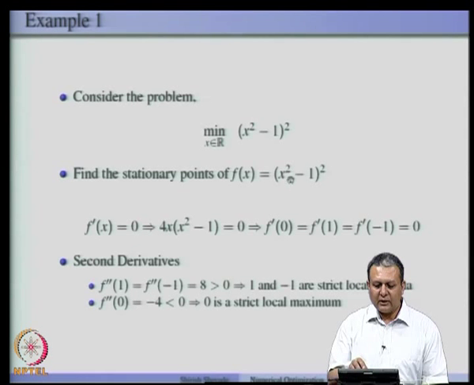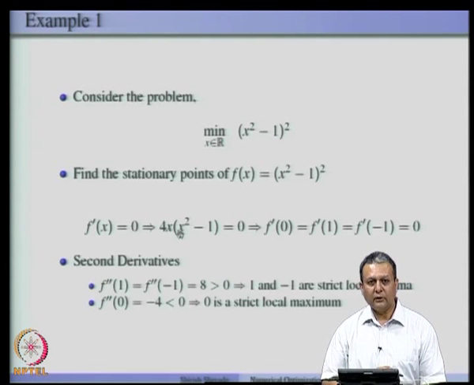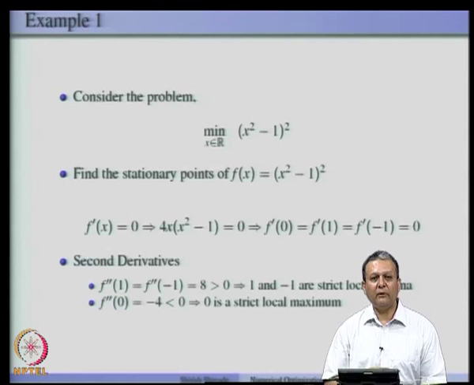So, if you take the first derivative of this function, it turns out to be 4x into x square minus 1, and that equal to 0 implies that either x equal to 0, or x equal to plus 1, or x equal to minus 1. So, it has 3 stationary points. Now, we need to check which of these stationary points are local minima or local maxima. So, then we need to go for the second derivative information.